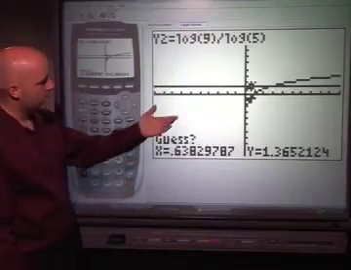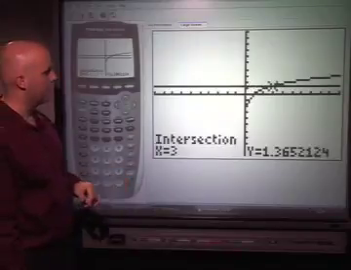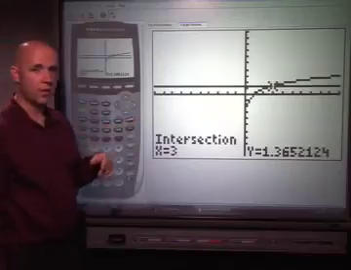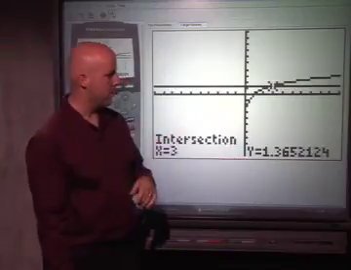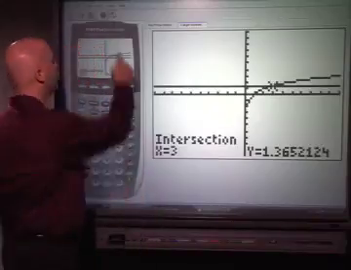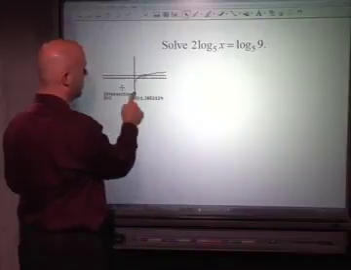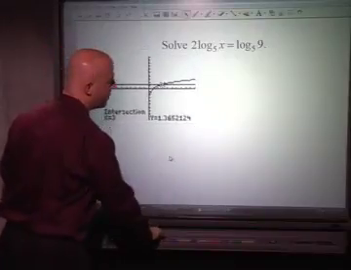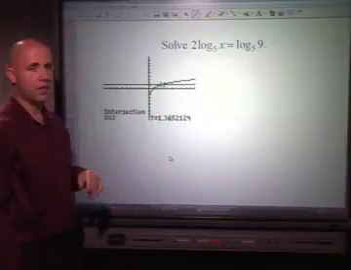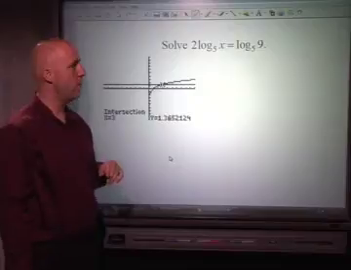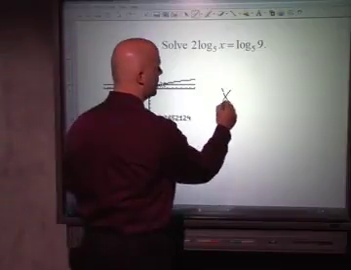And for our guess, we think it looks like x is about 3, so we'll enter 3 for our guess, hit enter. And it turns out the intersection point does occur when x is 3. The intersection point is 3, roughly 1.365. When solving these equations using intersection points, the x-coordinate of the intersection point is the solution to our equation. So in this particular case, the solution to our equation is x equal to 3.